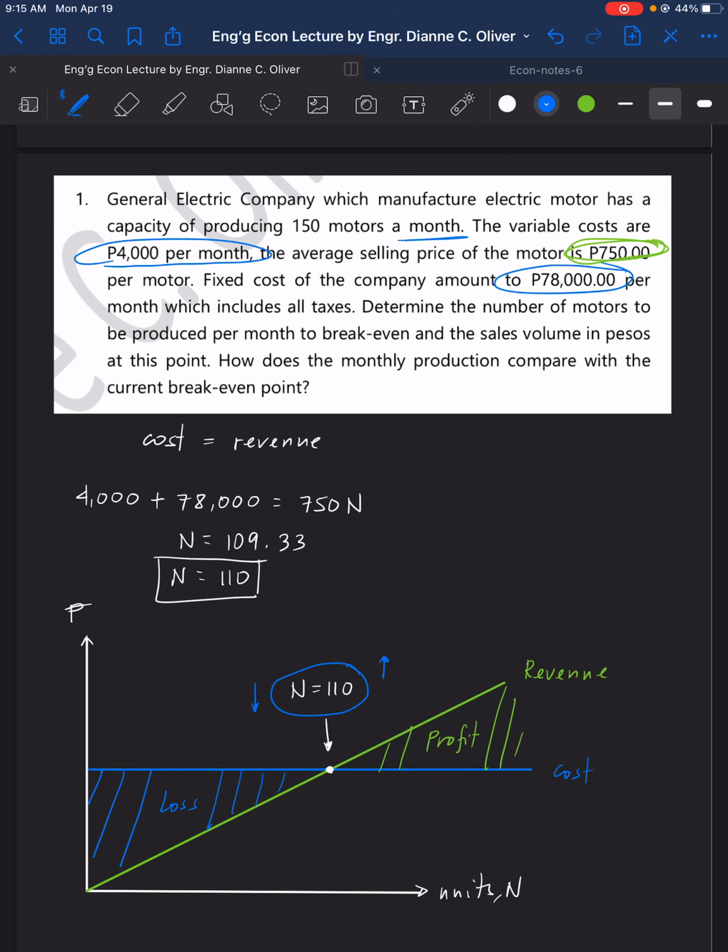So having this idea, you will now determine how many units of product you will produce in order to gain profit. As long as you know your costs, you can compare.